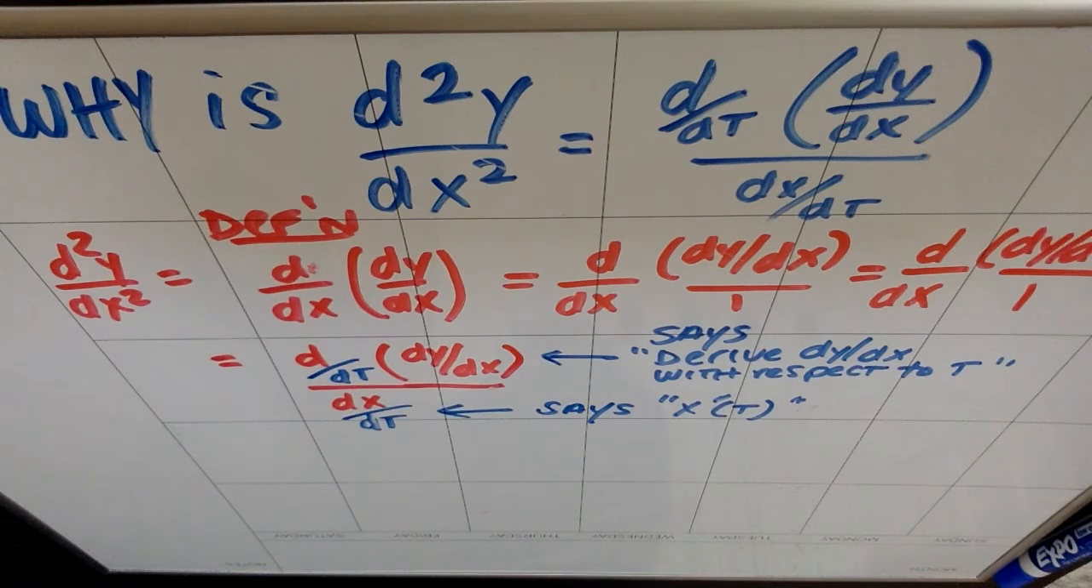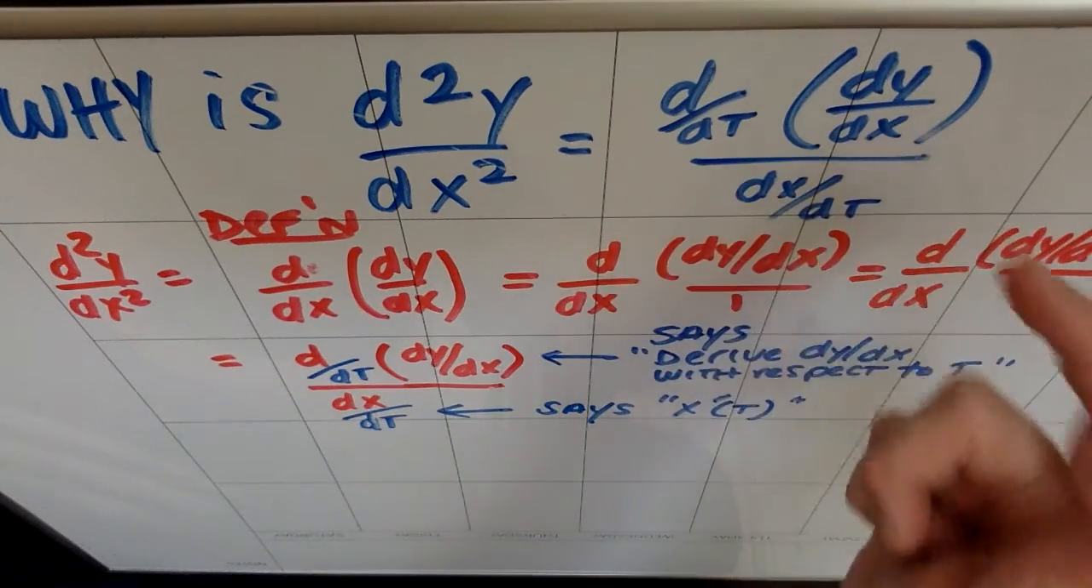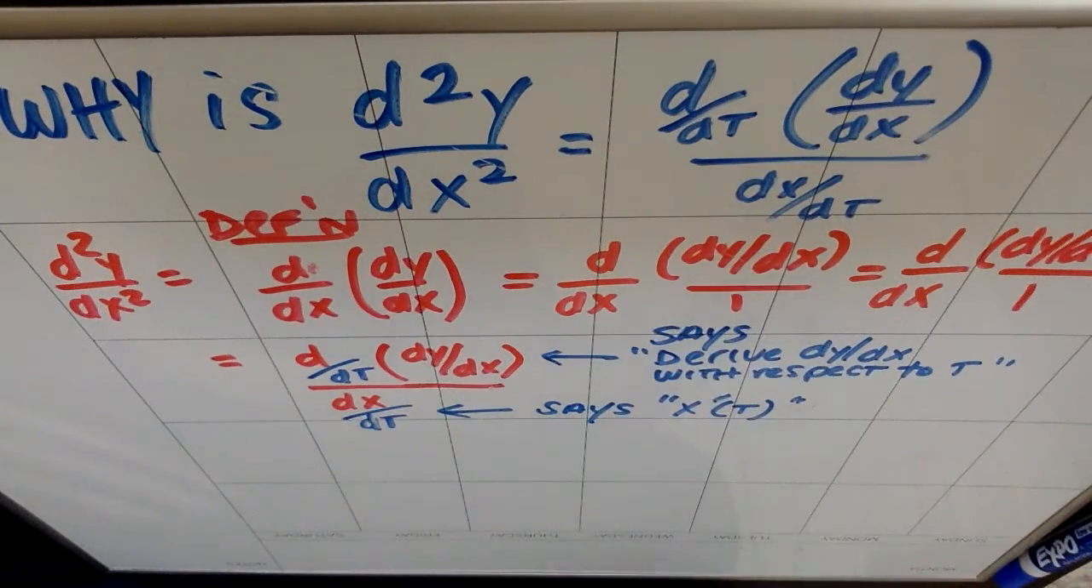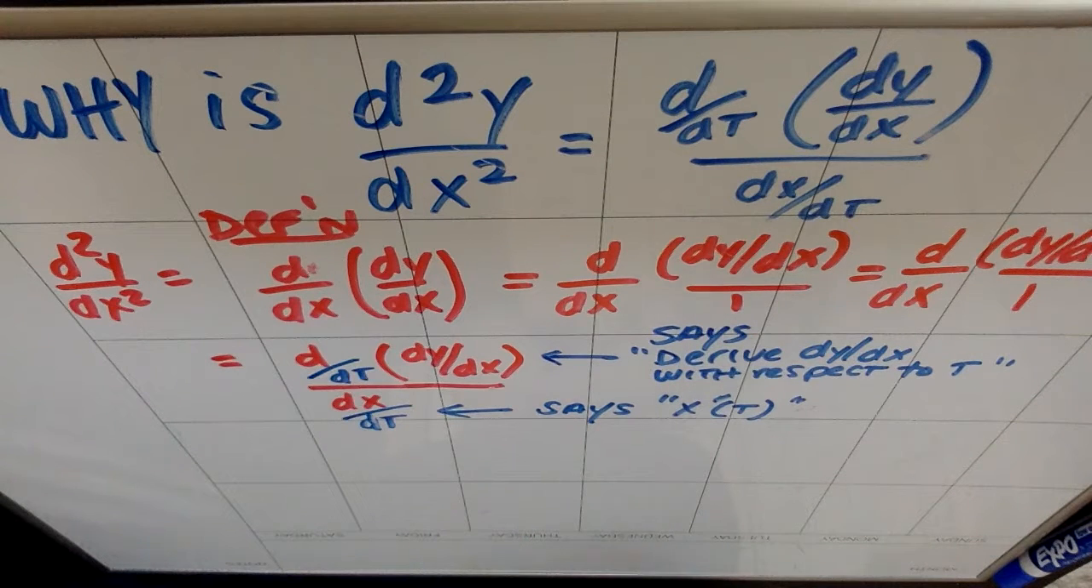In a previous video, I did the d squared y dx squared equal to the derivative with respect to t of the first derivative, dy dx, divided by dx dt, or x prime of t. So I did this whole lengthy proof in the first video, but I get that it's kind of hard to picture, and one thing I want to point out is that I would never expect you to recreate this proof to figure out the formula on a test.